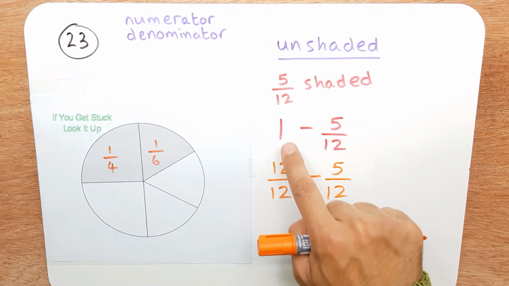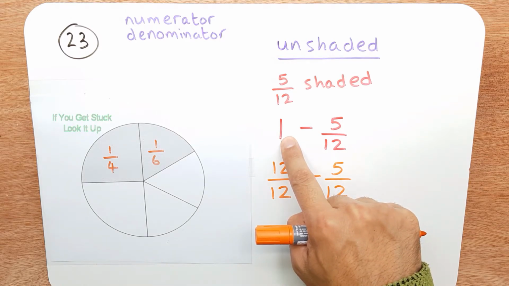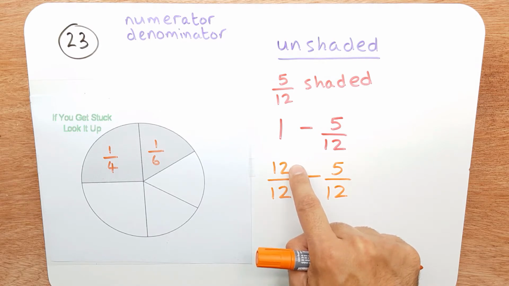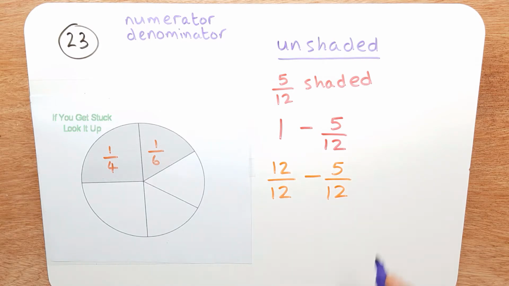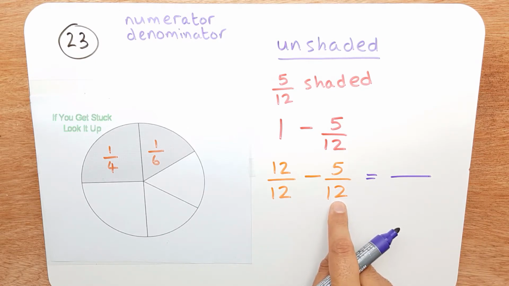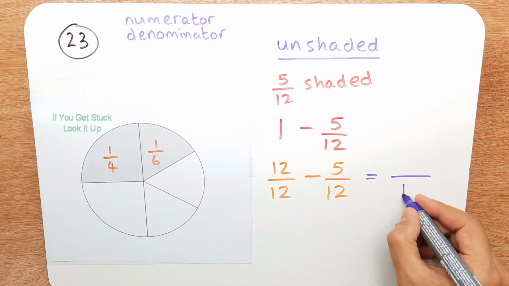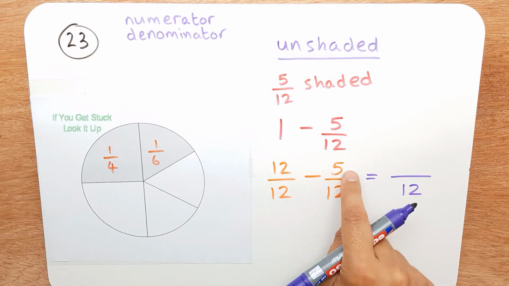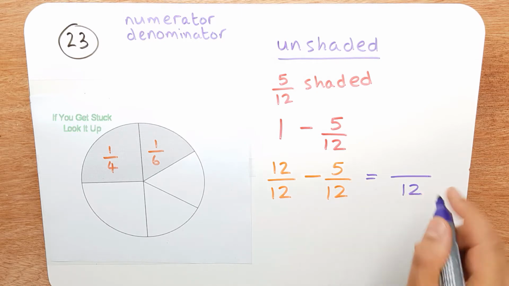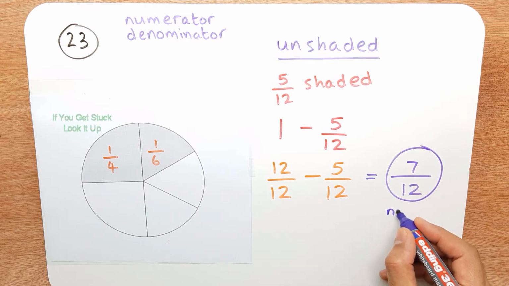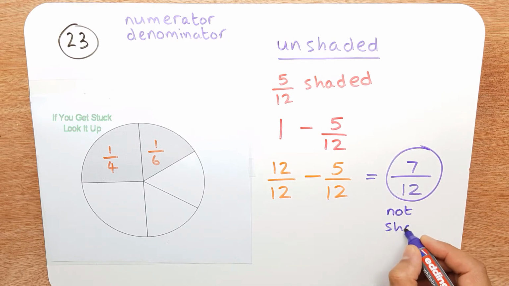So remember that trick. To turn one whole into 12ths, you do 12 divided by 12. 12 as the numerator, 12 as the denominator. Now this is straightforward because the denominators are the same. So we simply put the 12 at the bottom here. And we do 12 take away 5. And 12 take away 5 is 7. So now we've worked out 7/12 is not shaded.